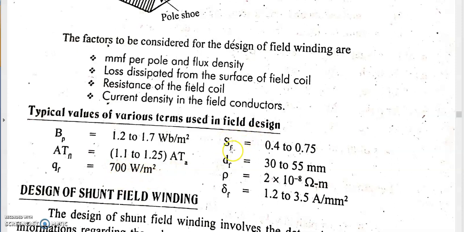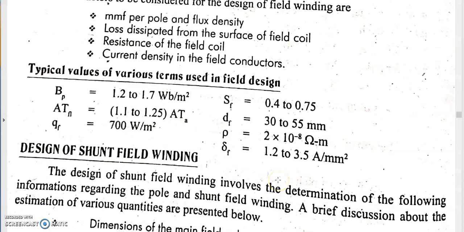And Sf is the copper space factor. Copper is the conductor used in this field system. So the space factor for the field conductors is 0.4 to 0.75, and then the depth of the field coil. Usually the depth will be assumed, and rho is the resistivity of the field conductors, and delta f is the current density of the field conductors. So these are all the typical values given. So we will be selecting them while designing the problems.